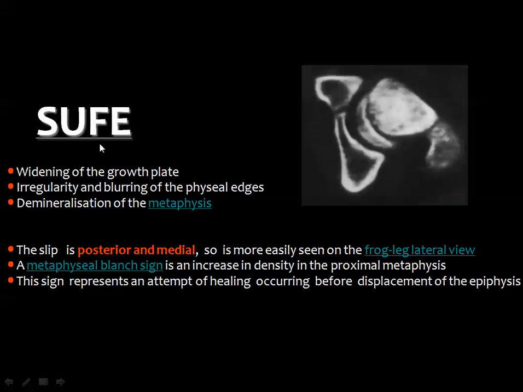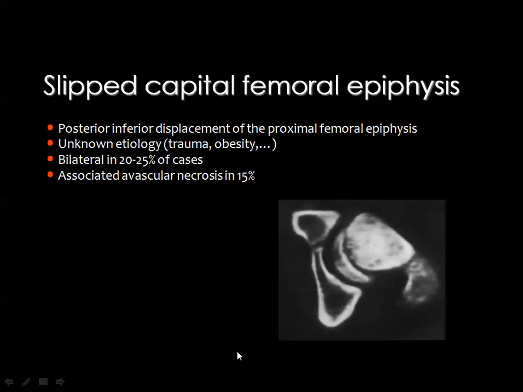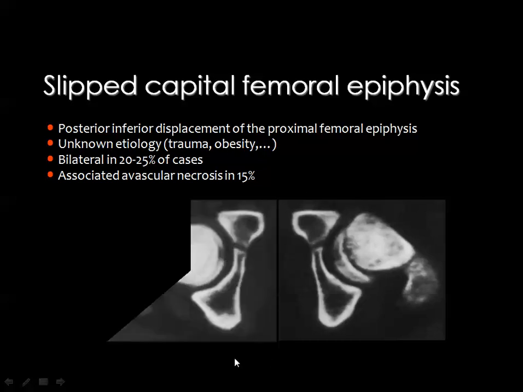Then the findings will include widening of the growth plate (physis), irregularity and blurring of the physeal edges, and demineralization or some loss of bone density of the metaphysis. And the slippage occurs posteromedially, as I have mentioned. The cause is usually unknown, but there are predisposing factors, including obesity, and sometimes it is post-traumatic. Bilaterality is seen in about 20% of the cases. One of the known complications is avascular necrosis of the femoral head.